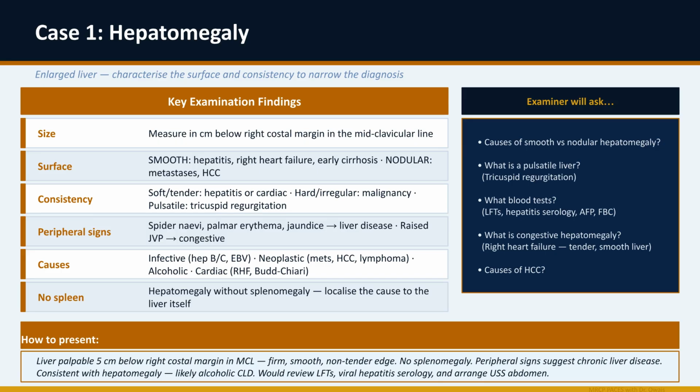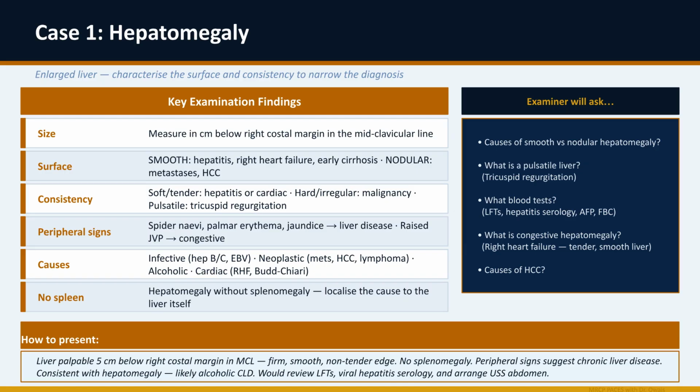Always feel carefully for nodularity. Run your fingers across the liver surface. Hard hepatomegaly with a firm, irregular edge suggests hepatocellular carcinoma. Causes to know for the examiner: infective, hepatitis B and C, infectious mononucleosis, abscess. Neoplastic: metastases, HCC, lymphoma. Metabolic: alcoholic liver disease, NAFLD, hemochromatosis, Wilson's disease. Cardiac: right heart failure, Budd-Chiari syndrome.